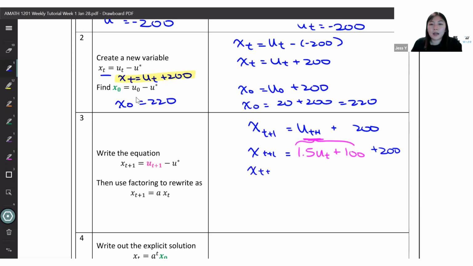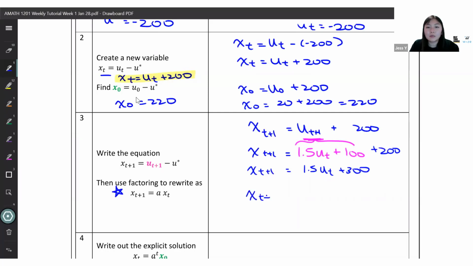Now I can simplify this a little bit. This is 1.5 u sub t plus 300. And now this is where the trick happens. Without this trick, we won't be able to come up with the explicit formula. The trick is you want to factor out any common factors you see.